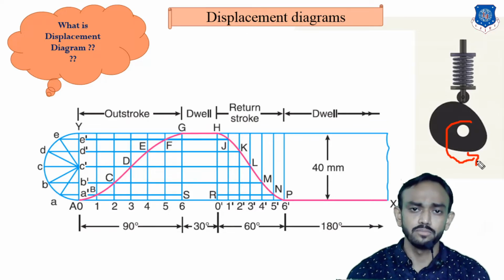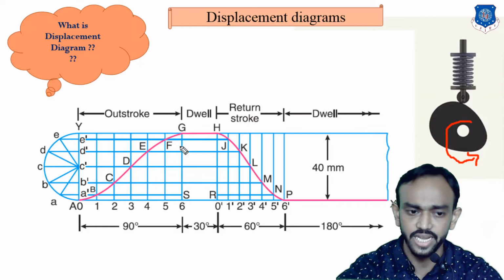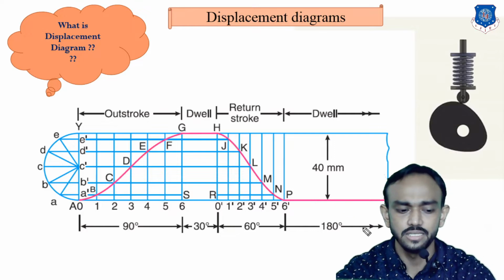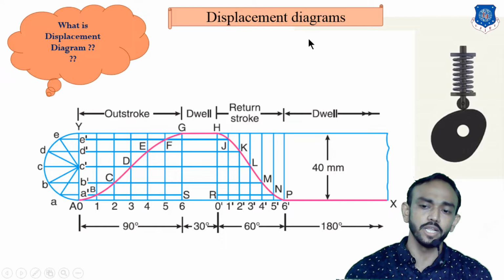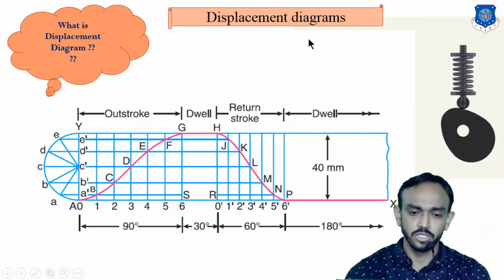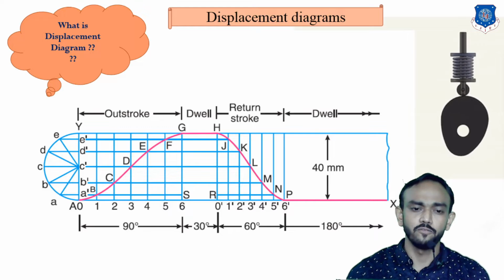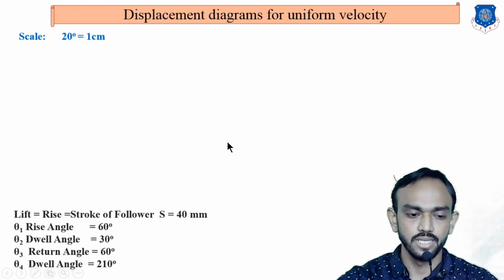There are 4 types of displacement diagram. So you can see here, as the cam is rotating, this follower is moving upward, dwell, and returning, and again dwell. So this is the displacement diagram of the follower with respect to rotation of the cam, one rotation of 360 degree. So we will study the types of this displacement diagram first. First of all we have this given data.